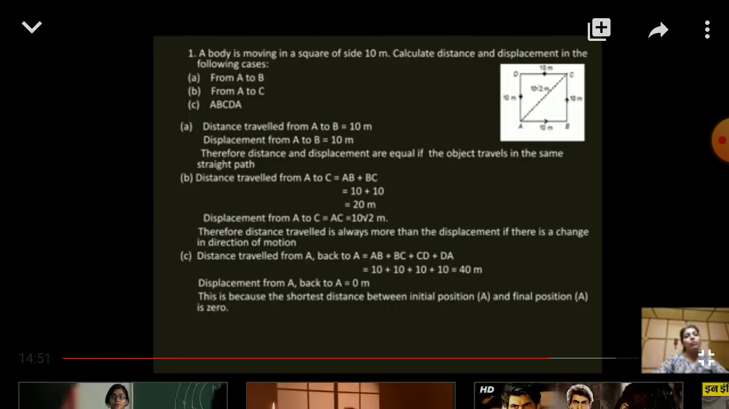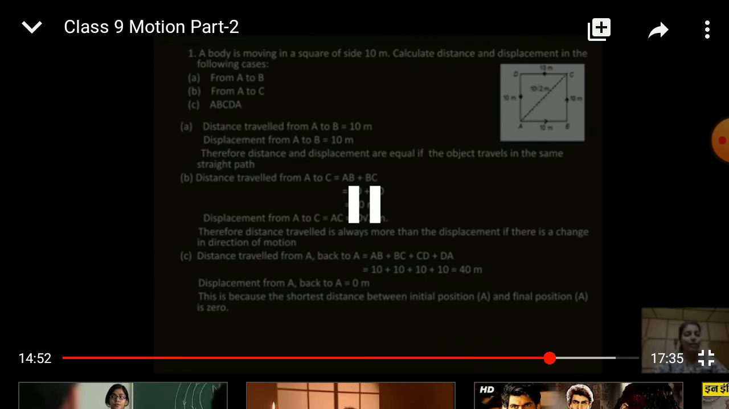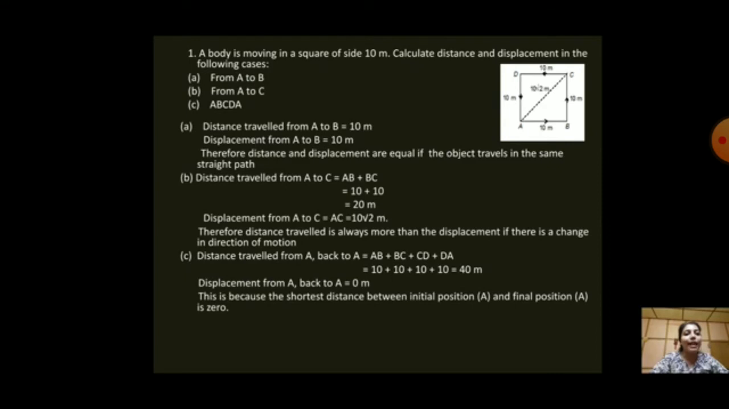Alright, so this is one numerical that I have solved, and let us solve this together. See, there is a body, and the body is moving in a square of side 10 meters. We have to calculate the distance and displacement in each of the cases. Number 1 is from A to B. So just look at the picture here. From A to B, what is the distance traveled? 10 meters, obviously. What will be the displacement? 10 meters obviously. Initial point is A, final point is B. So difference between these two is 10 meters.